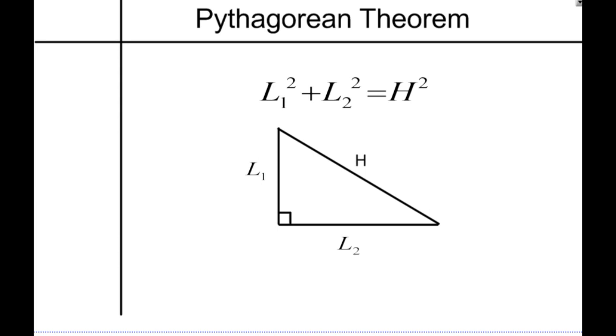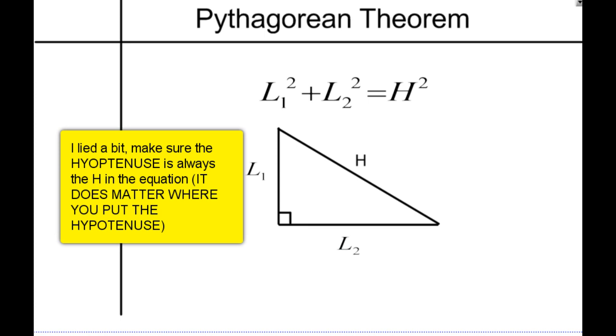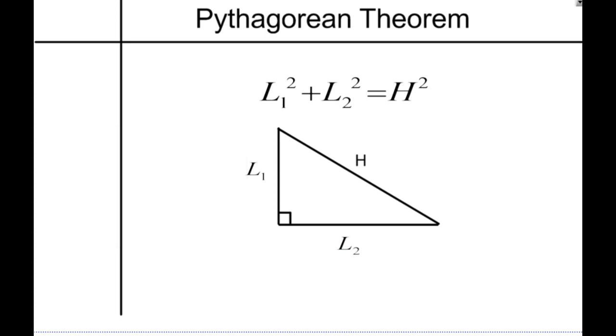But really, the reason why I have L1 squared plus L2 squared equals h squared, it's the Pythagorean theorem: leg 1 squared plus leg 2 squared equals hypotenuse squared. Doesn't matter which one you use where, just matters that you know the equation. So if you remember a squared plus b squared equals c squared, that's fine too.